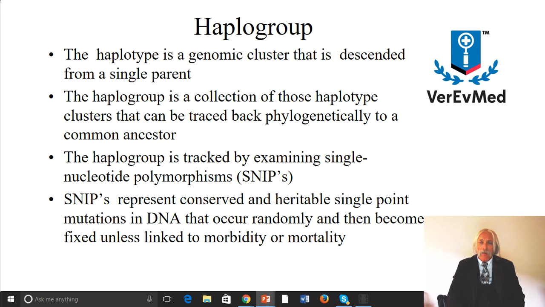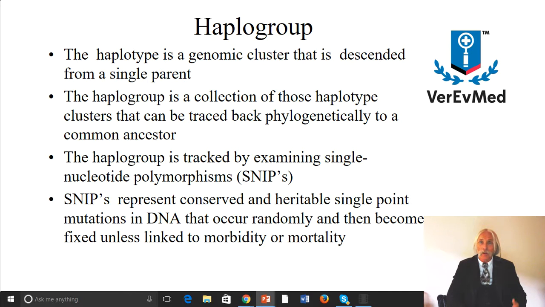And that haplotype is actually descended from a single parent. So I'm going to mention briefly and soon how we determine that. But first of all, let's use that definition to describe the haplogroup. A haplogroup is a collection of those haplotype clusters, those clusters of genes that can be traced back phylogenetically to a common ancestor. So now you have basically a cluster of genes.